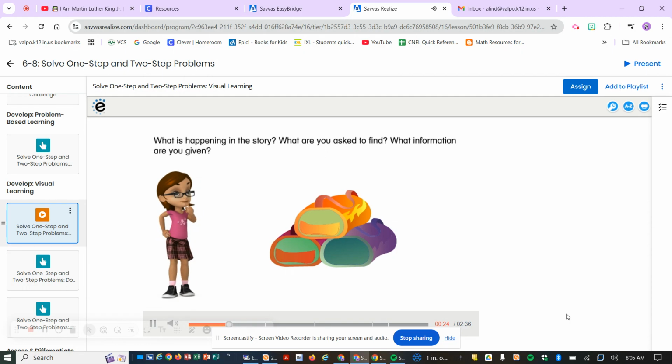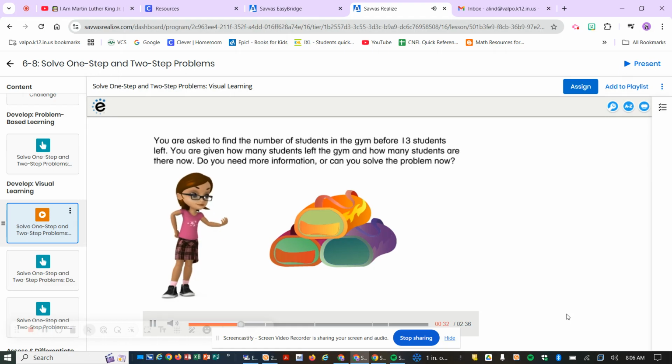What is happening in the story? What are you asked to find? What information are you given? You are asked to find the number of students in the gym before 13 students left. You are given how many students left the gym and how many students are there now. Do you need more information or can you solve the problem now?